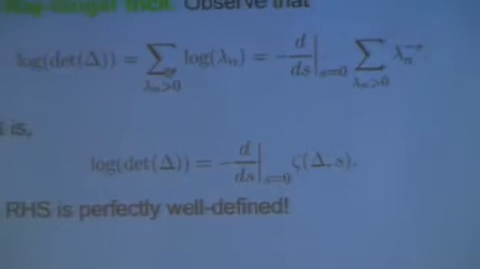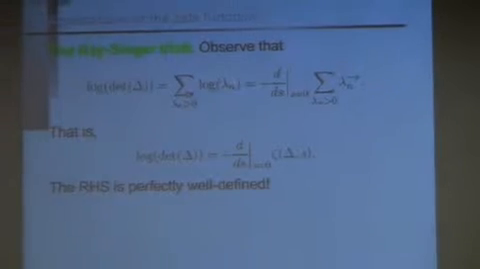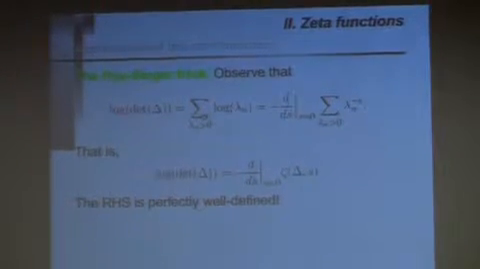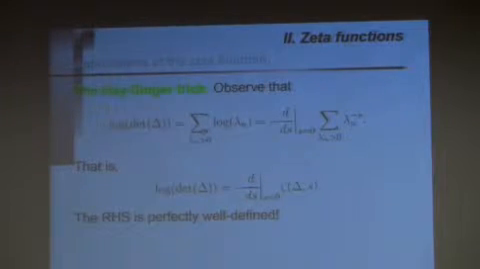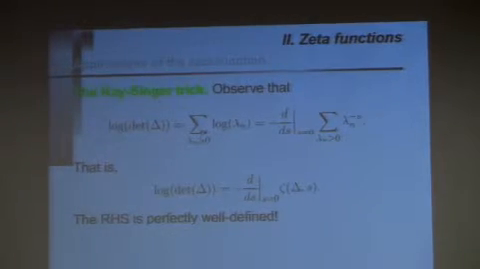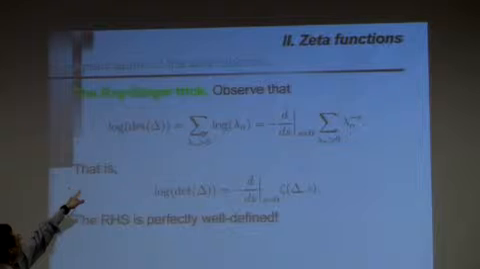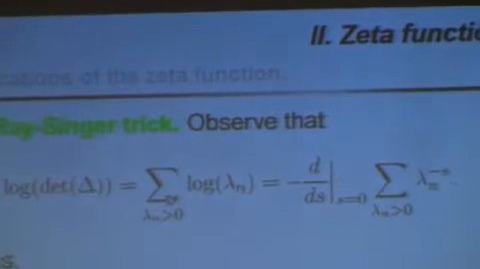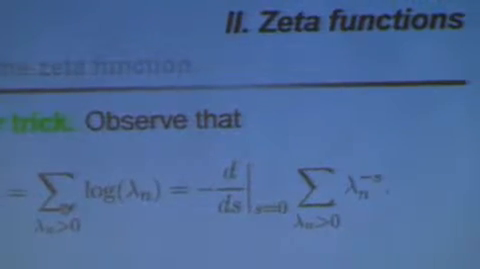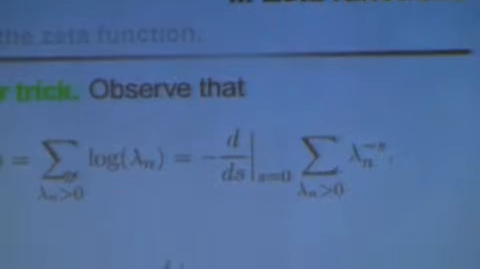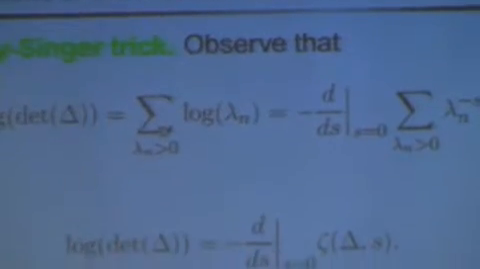This is a famous trick by Ray and Singer back in 1971. They published this very famous paper where they introduced determinants of operators. So remember the log of the determinant is supposed to be by definition the sum of the logarithms of the eigenvalues. And the thing to notice is that the logarithm of lambda n is exactly the negative derivative with respect to s of lambda n to the negative s.